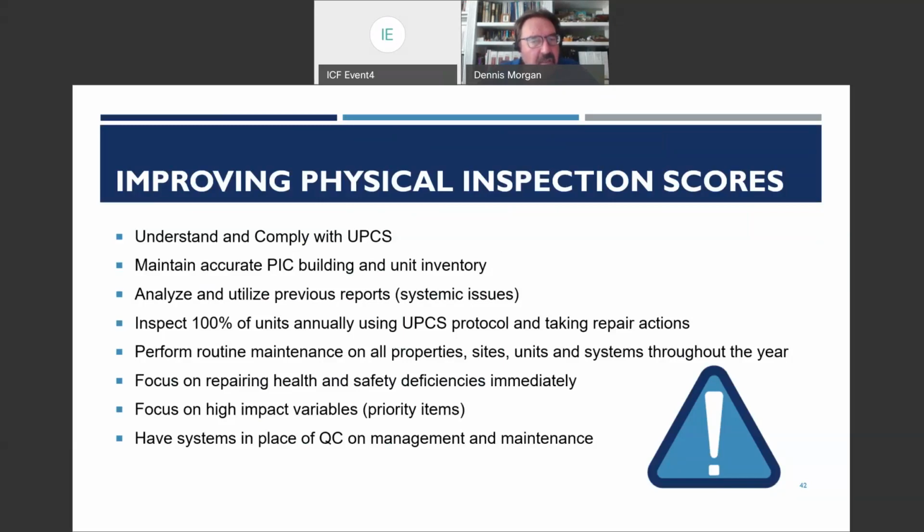Analyze, look at last year's reports, look at these systemic issues that are causing me to lose points. I don't want to keep repeating the same mistakes over and over again. I want to address these issues.